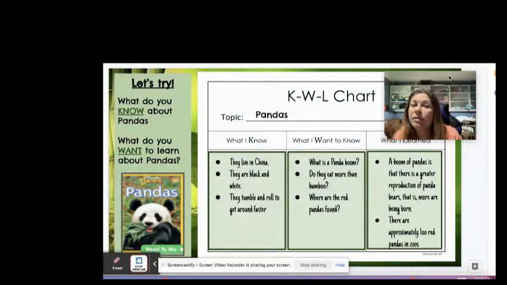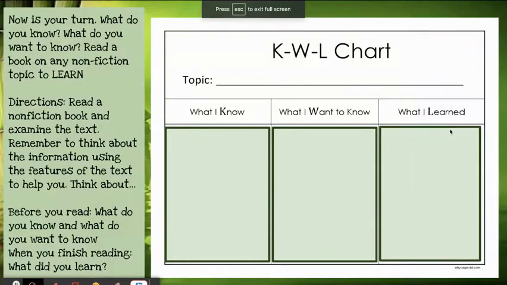Make sure you grab your panda book. Flip through it. Read some more. Learn some more about pandas. Now it's your turn. What do you know? What do you want to know? Read a book on any nonfiction topic to learn. Okay, boys and girls? So you're going to pause this page here. You're going to create a KWL chart in your notebook. And then you're going to read a nonfiction book and examine the text.